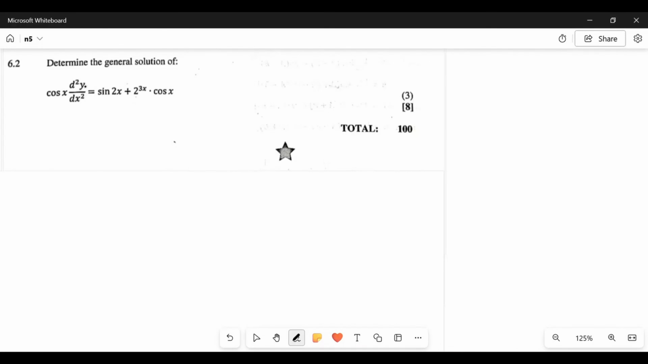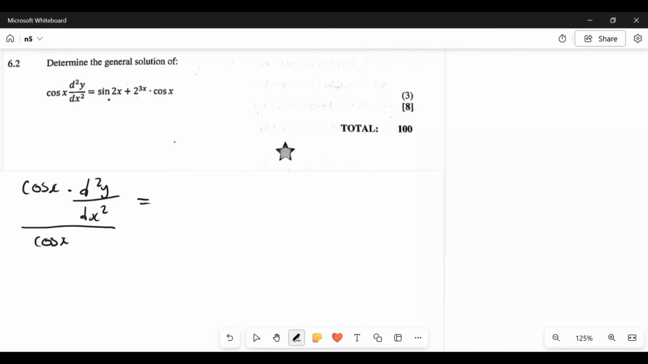As you can see, we have the second derivative here. So this is a differential equation, but second order. We need to first make d squared y over dx squared the subject of the formula. When we do that, we need to divide by cos x, because this d squared y divided by dx squared is multiplied by cos. So let's do it. We have cos x multiplied by d squared y divided by dx squared, and this must be divided by cos x on this side. And this is going to be equal to the same thing here.